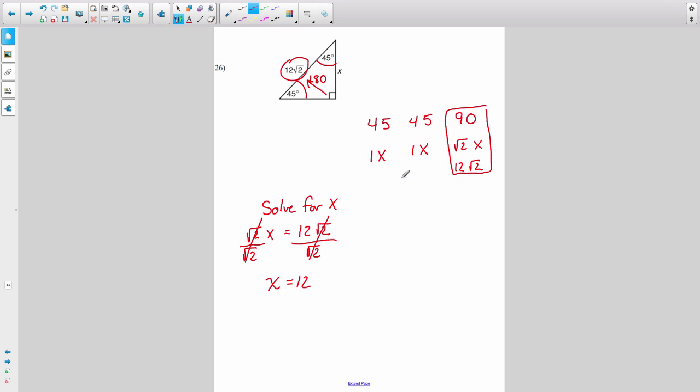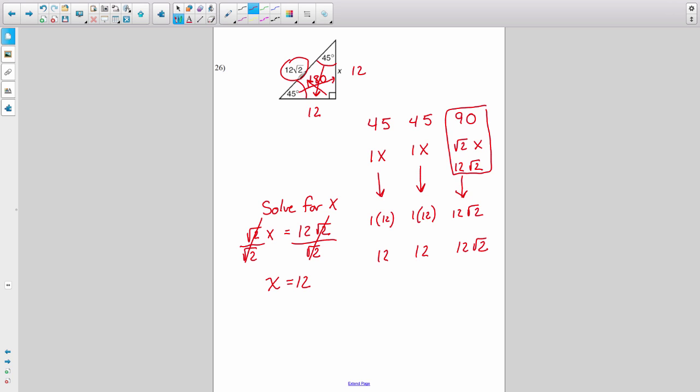Let's go back to our proportions and plug in 12 for x. So the side across from the 45 is equal to 1 times 12. The side across from the other 45 is 1 times 12. And what we were already given is going to be 12 radical 2. So our sides are 12, 12, 12 radical 2. So this guy's 12 across from the 45. This guy's 12 across from that 45. And this one was given.